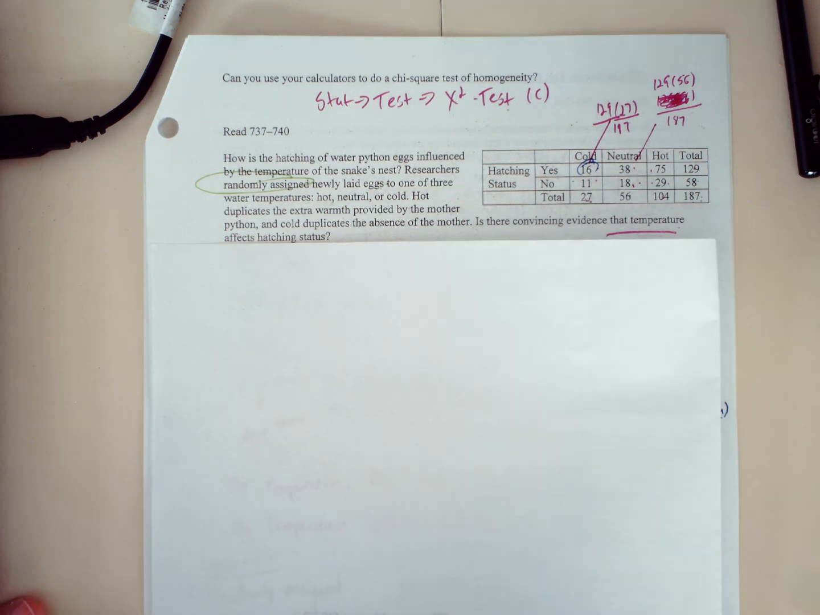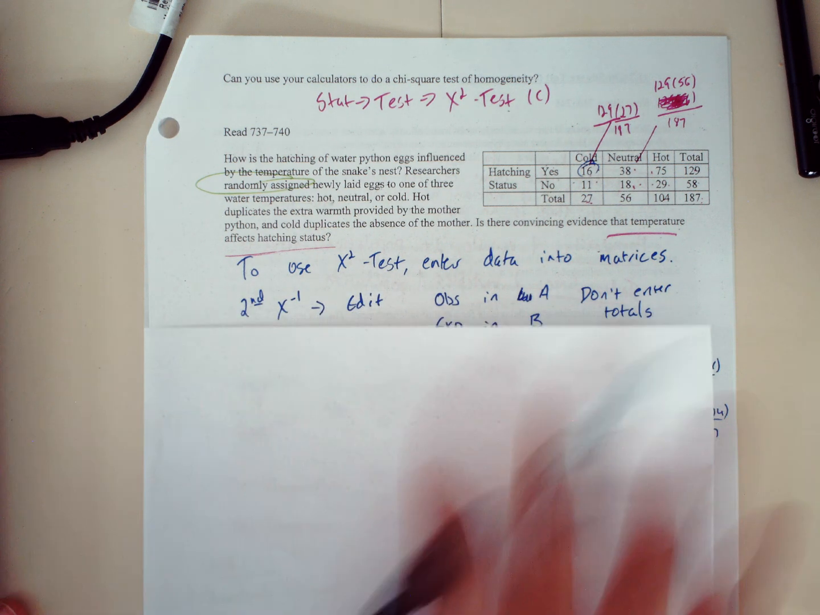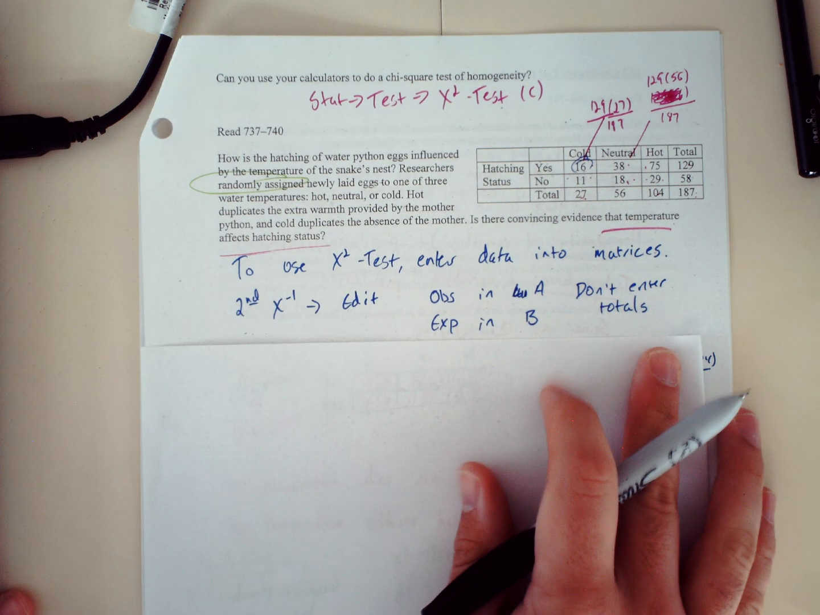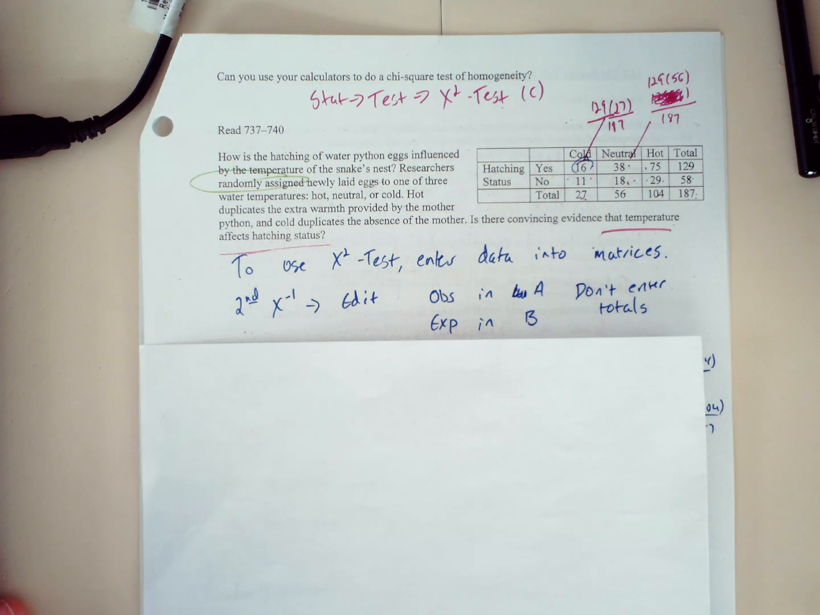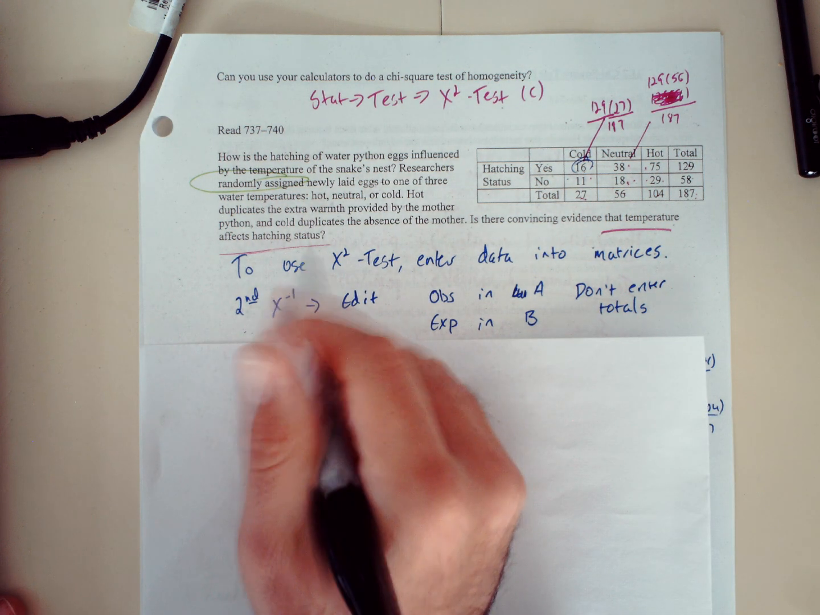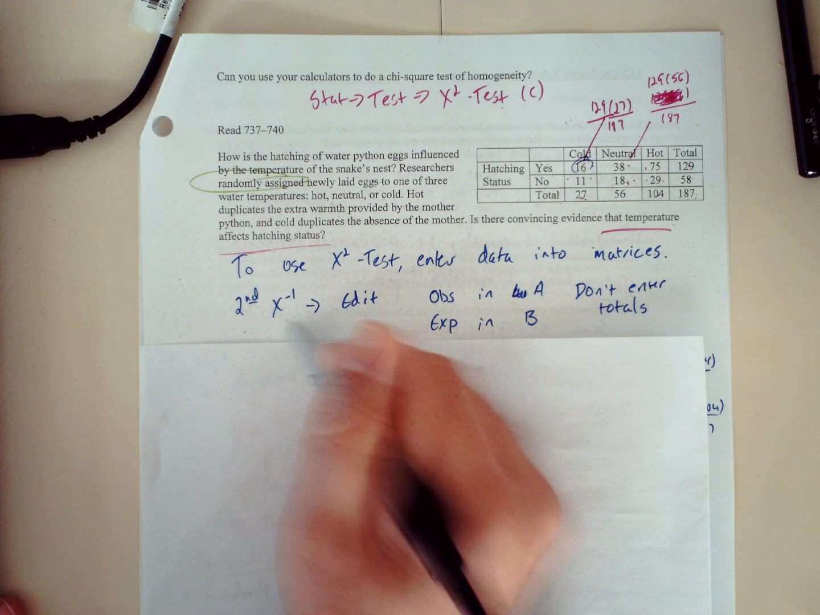So we know that it's a chi-squared test. To use a chi-squared test, we're going to have to enter our data into matrices on the calculator, which is the most annoying part of this type of test. In order to enter the data into the matrices, that's going to be under second and inverse X.